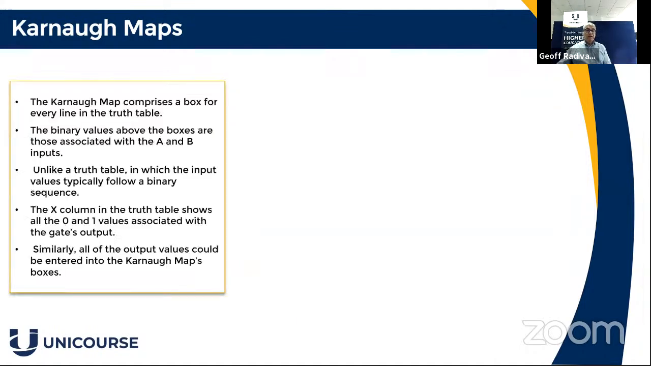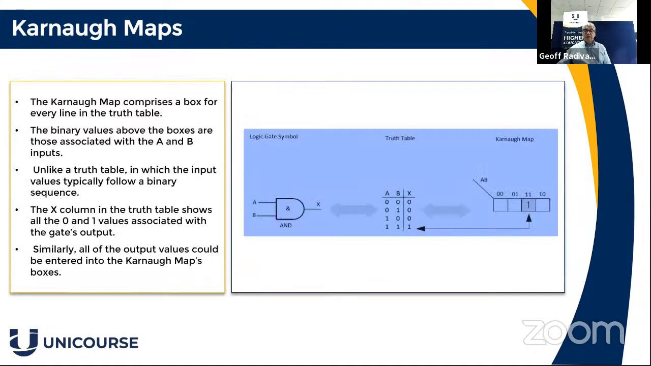So let's move on here. We're going to look at a bit more detail, and we've just got the same one here, and I'll let you read through this. This is a box for every line of the truth table. It's binary values, in other words, 0s and 1s. We're only looking at A and B, and there's a sequence of order. The X is the output here, and we can then enter the output values. These are only the output values, not the input values.